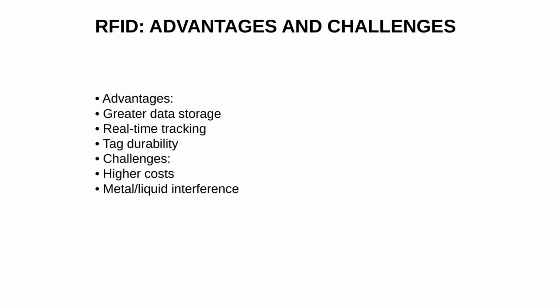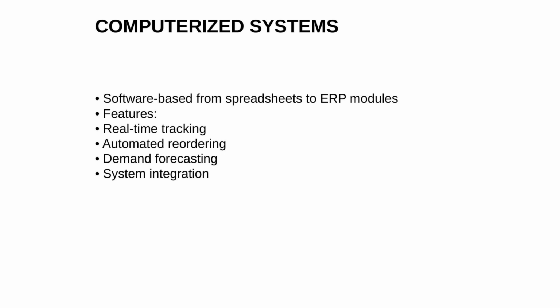However, RFID also comes with challenges: higher implementation costs, and potential interference issues, especially around metal and liquids. Successful RFID use requires careful testing, thoughtful tag placement, secure data handling, and good training, so operations teams trust and use the system properly. Computerized inventory systems include everything from spreadsheets to advanced ERP modules.